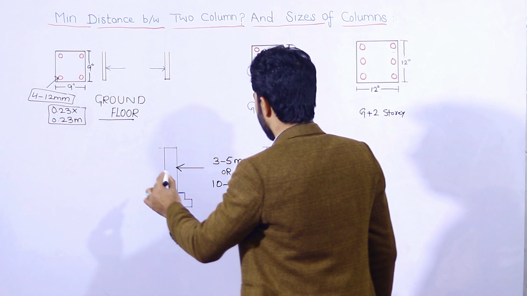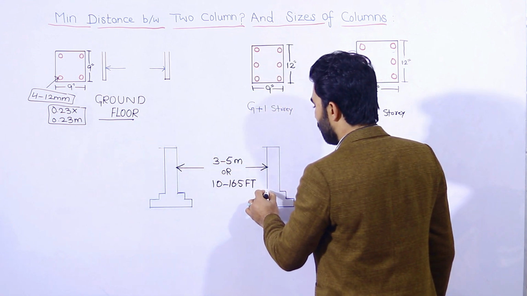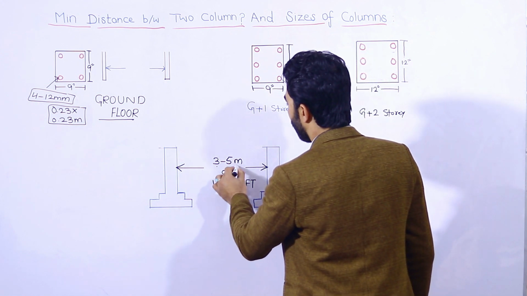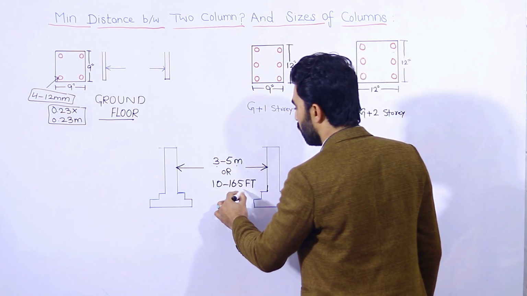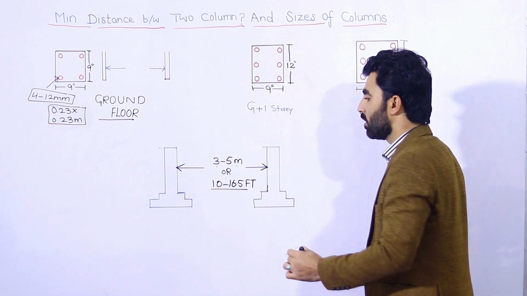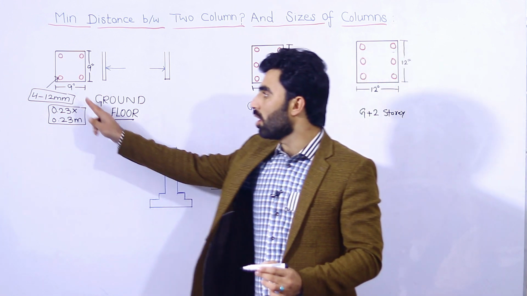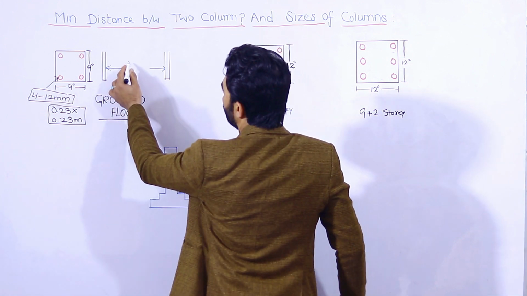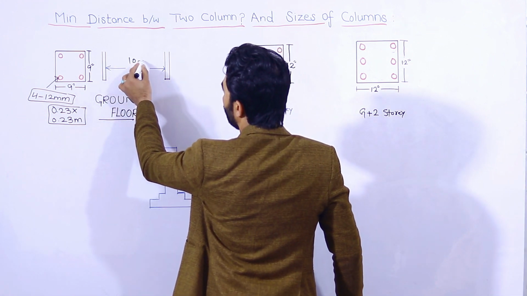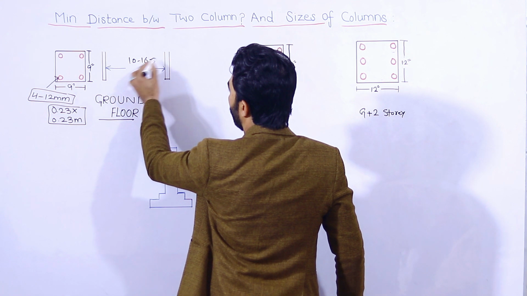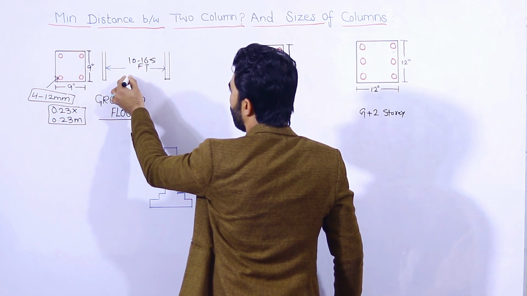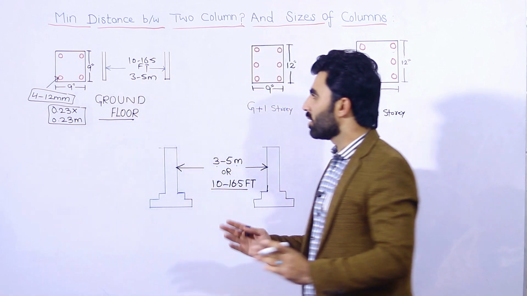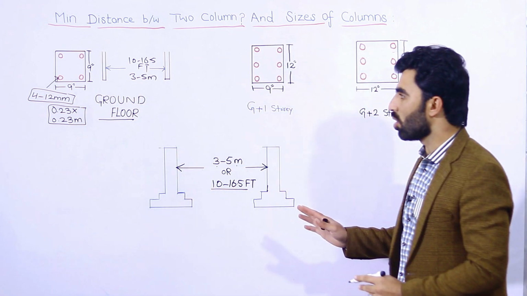The next question is that the distance between two columns should be between 3 to 5 meter, or from 10 to 16.5 feet. You can take the size of column minimum 9 by 9 inches. So you can go from 10 to 16.5 feet, or you can say from 3 to 5 meter. Okay, so this is the distance or span between two columns.